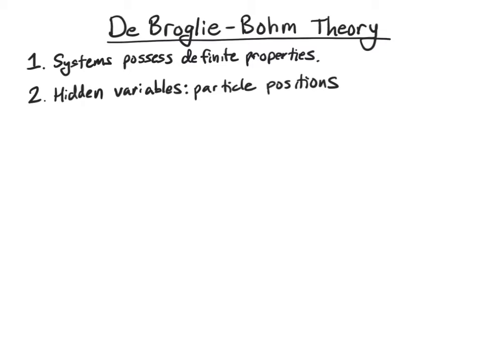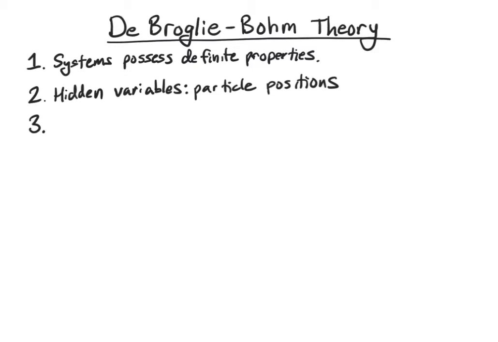In other words, this interpretation posits that systems do possess definite properties, including position, and yet it's impossible to actually determine the precise position of a particle. Therefore, the precise position of a particle is a property that it has that cannot actually be determined, and therefore it's a hidden variable. The term hidden variable is maybe not the best choice of term, but it is, unfortunately, what we're stuck with.